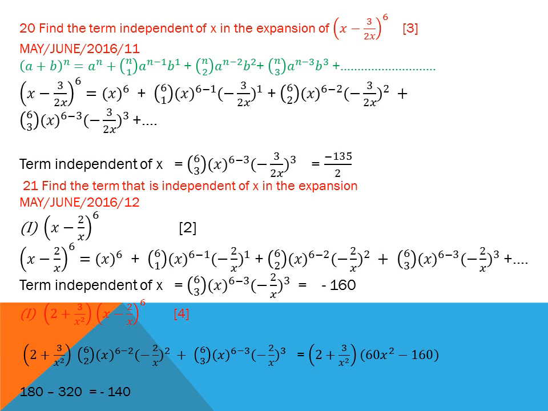In question number 21, find the term that is independent of x in the expansion. Again, these are two consecutive questions, May June 16 zone 1 and May June 16 zone 2. Same question here, independent of x. x minus 2 over x. There is a little bit of change here: x minus 3 over 2x in question number 20 and x minus 2 over x in question number 21 here.